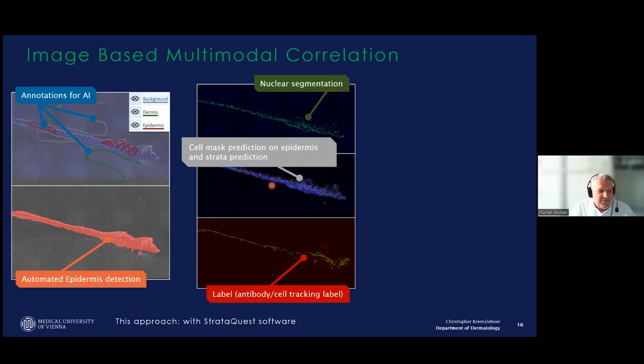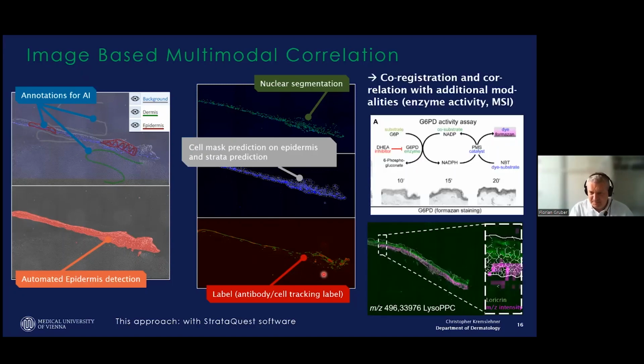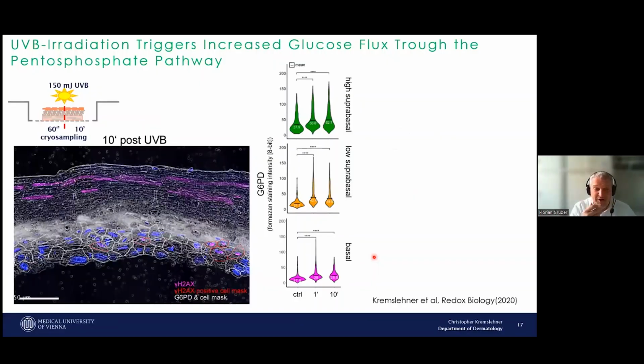And then as soon as we have that assignment, we can add the data from other modalities to the experimentation. So in our case, we did two things. We did an enzymatic activity assay, so that's for some glucose metabolic activity, G6PD. We have an in situ assay that can be recorded together with the fluorescence, or we try to correlate the data from the mass spec imaging, which is of course the most interesting for us.